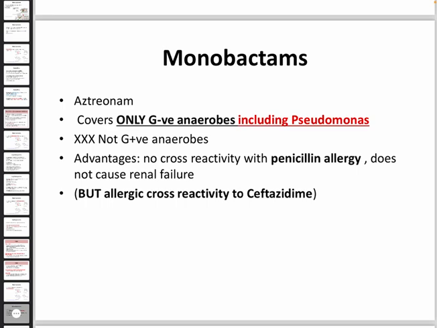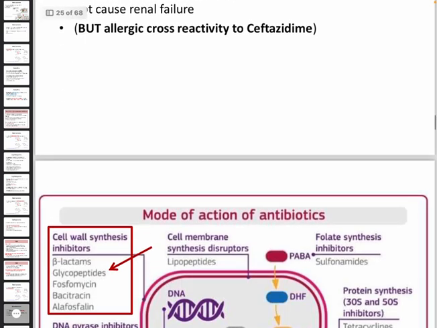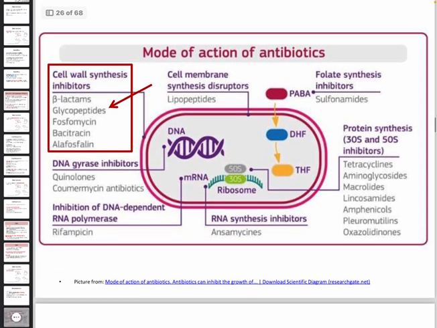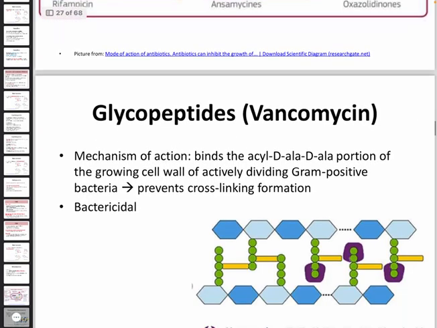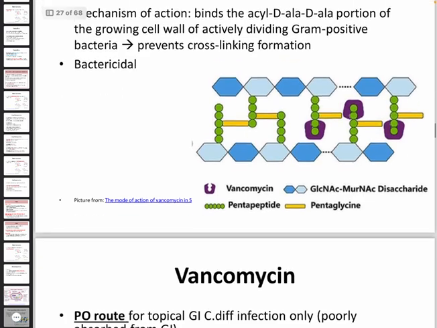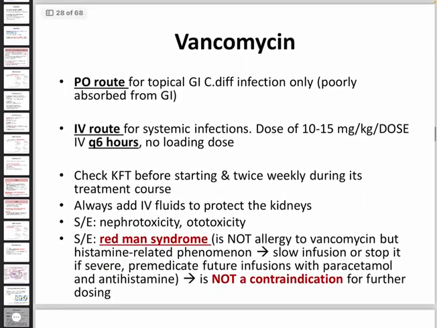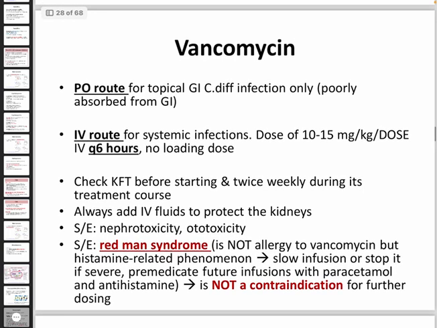Glycopeptides like vancomycin. It's a bactericidal antibiotic. It can be given sometimes as PO, the same drug as the IV one, in a specific indication, which is to treat Clostridium difficile. It has a very poor absorption through the gut.